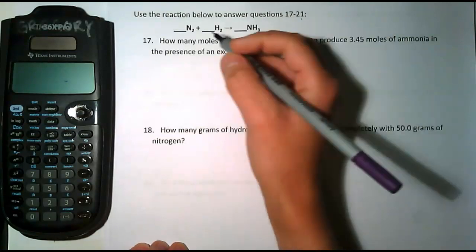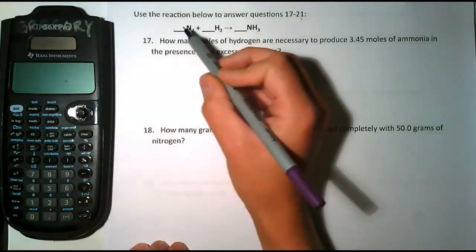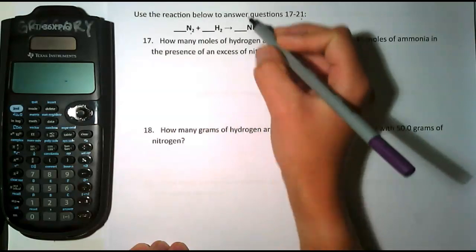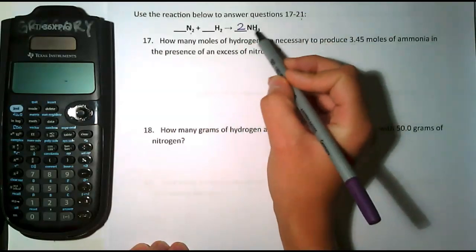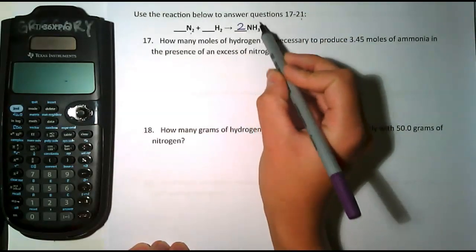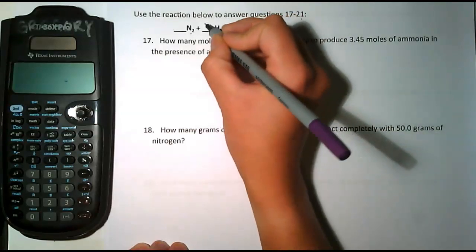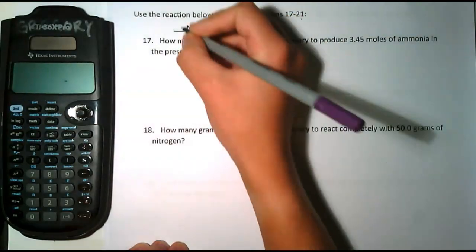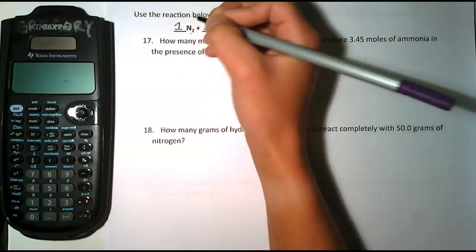So we have 2 nitrogens on our reactant side, so we need to put 2 in front of NH3 on the product side. And now we have 6 hydrogens on the product side, so we need to put a 3 on the reactant side. And then let's just fill in a 1 for nitrogen.